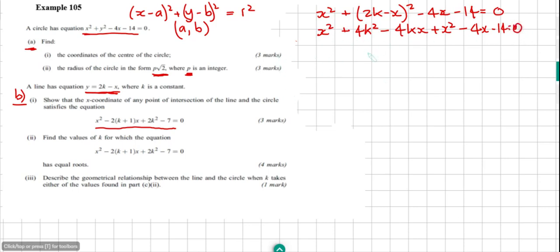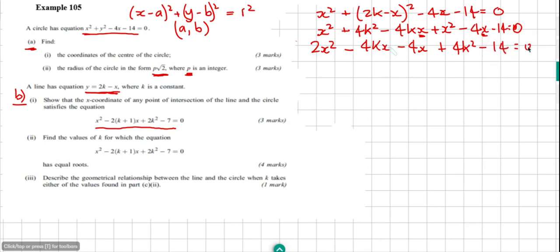So I'm now just going to collect up terms. So I've got 2x squared there. I'm also going to look to collect up terms in the x. So this is a quadratic, obviously. We've got x squared, we've got x's, and then just numbers. So if I'll just write them next to each other for now. So we've got minus 4kx and also minus 4x. And then we've got plus 4k squared, which is just a number. And then minus 14 equals 0.